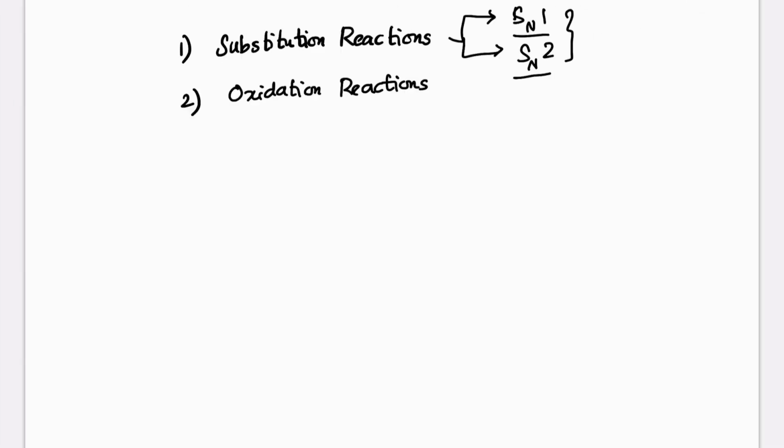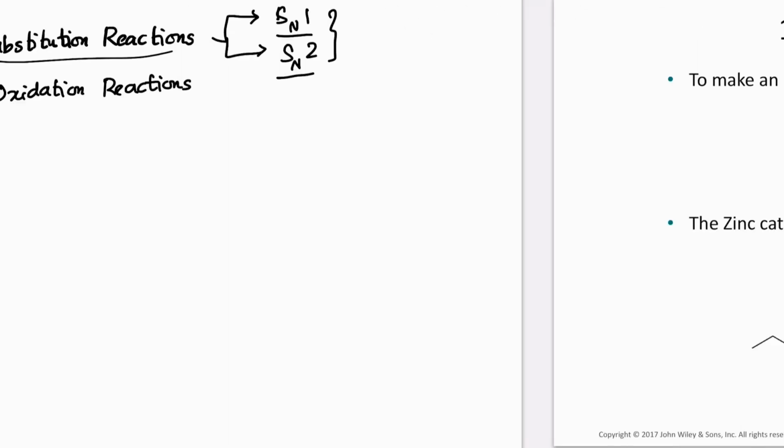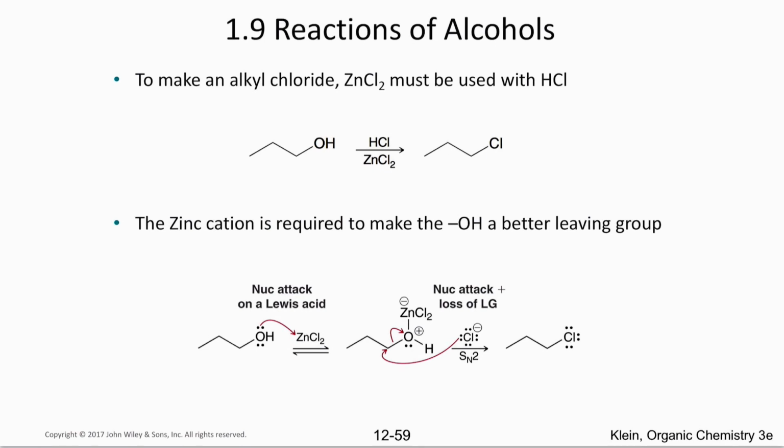So these are the two substitution reactions that you generally see. Now, that's for bromides. How do you create an alkyl chloride? To create an alkyl chloride, we use zinc chloride with HCl. So we have an alcohol that undergoes a reaction with HCl and zinc chloride to form an alkyl chloride.